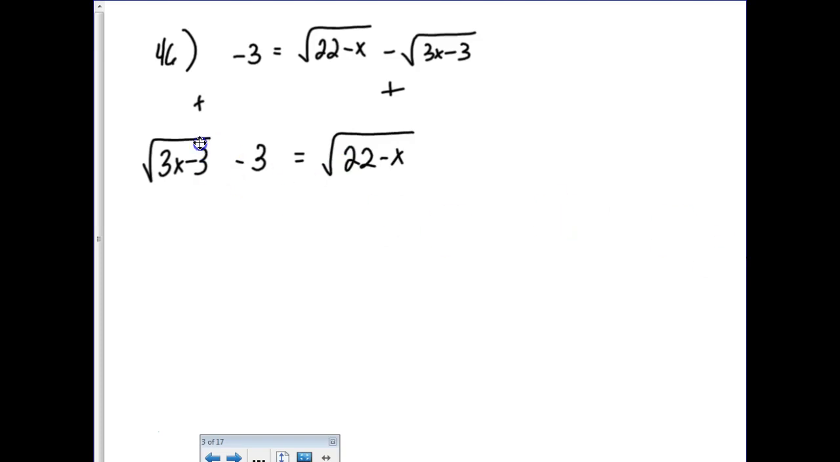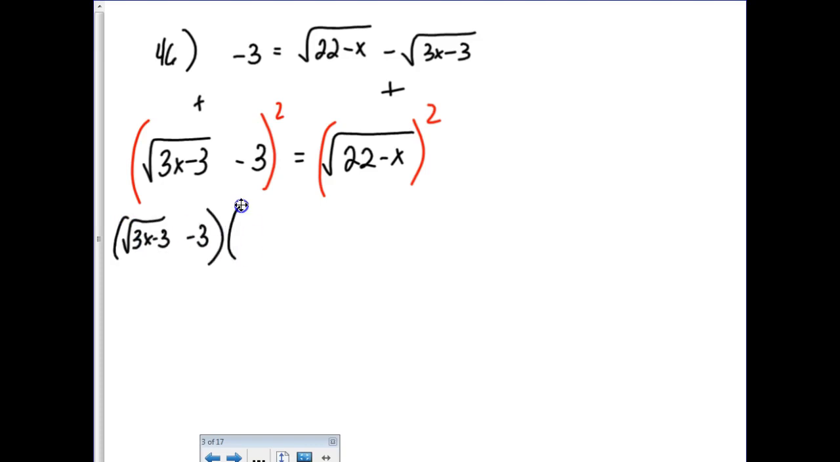All right. Still not great news. You're going to square both sides. The right side's going to work out beautifully because the square and square root will cancel each other, but this left side's going to be a hot mess. I usually don't have you guys write this out, but I'm going to this time. I'm going to write it out the long way: the square root of 3x minus 3 times another square root of 3x minus 3 minus 3. All right, this part is a no-brainer for us. I'm just going to write down 22 minus x.